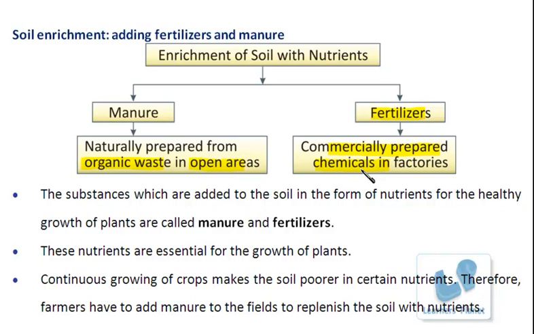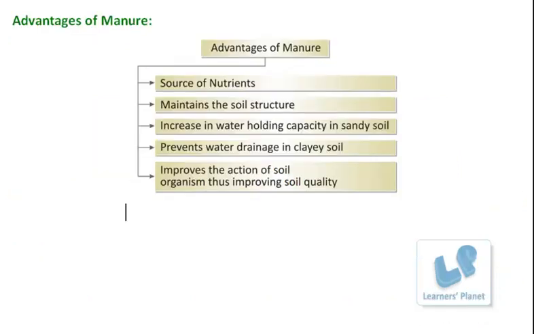Now, of course, there are some advantages of manure as well as of the fertilizers, and the disadvantages. And considering those points, manure is actually selected at a large scale. You know why is this so? Let me just tell you the important advantages of the manure. So some of the advantages, the first one is that it is serving as the source of nutrients. It is comprised of organic material. That means it is a source of carbon, hydrogen and oxygen.